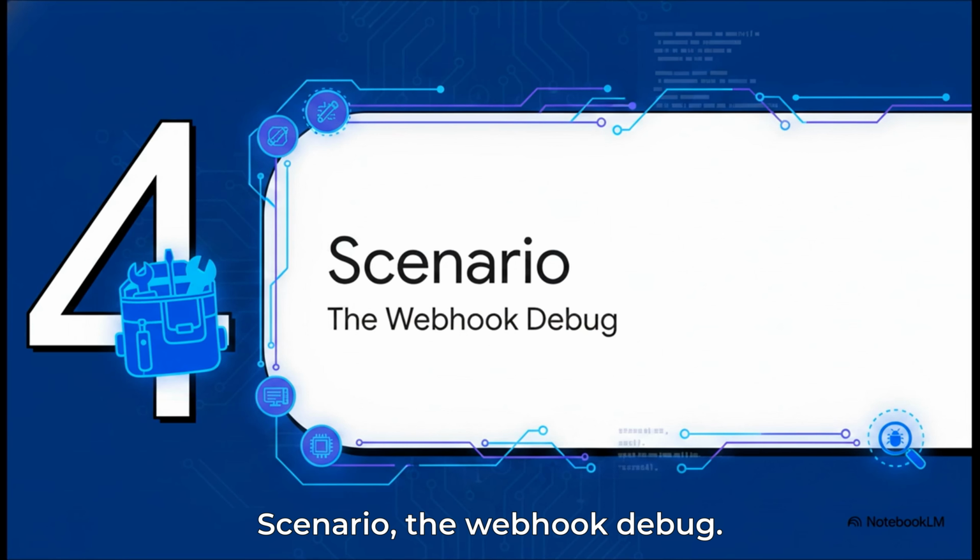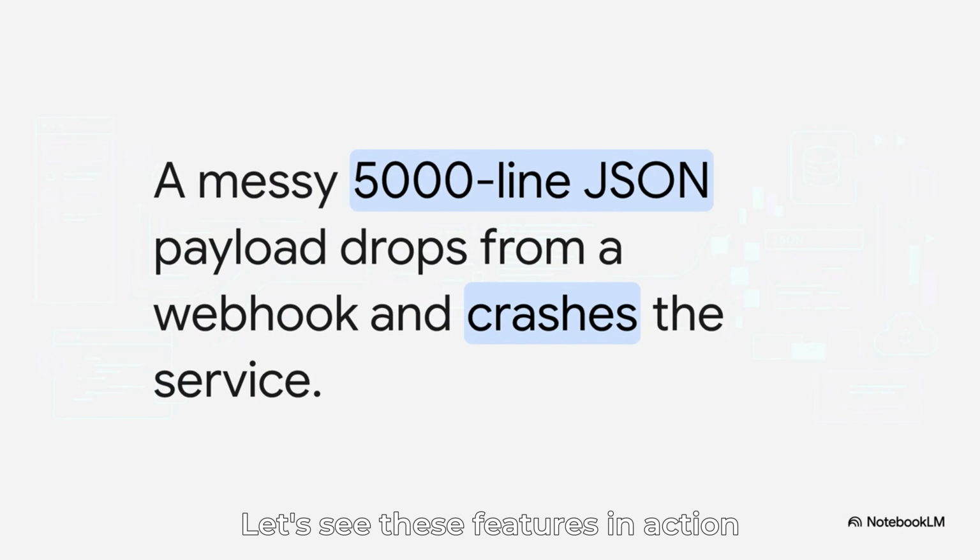Scenario, the webhook debug. Let's see these features in action in a real-world scenario, the ultimate boss fight for an IT support engineer. The incident. A messy, totally unformatted 5,000-line JSON payload drops from a webhook and immediately crashes your backend service. The clock is ticking, users are experiencing downtime, your heart's beating a little faster, and all you have is this massive block of minified text. So how are we going to triage this using only VS Code?